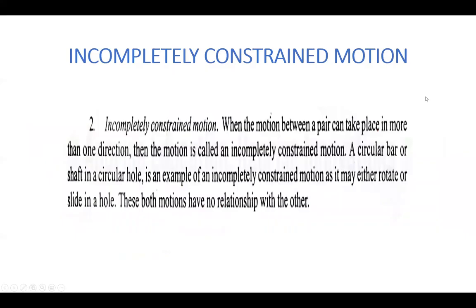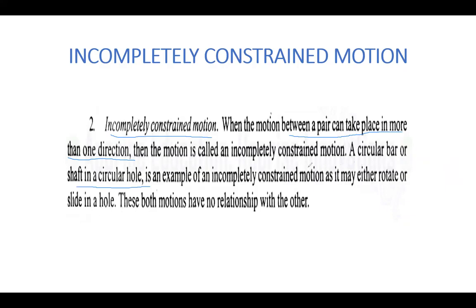Moving towards second type, that is incomplete constrained motion. So in incomplete constrained motion, when the motion between a pair can take place in more than one direction, then the motion is an incomplete constrained motion. So when a motion between a pair can take place in more than one direction, जब हमारी जो डायरेक्शन ऑफ मोशन है वो एक डायरेक्शन से ज़्यादा है, then this is incomplete constrained motion. The examples are a circular bar or a shaft in a circular hole, as it may rotate or slide.